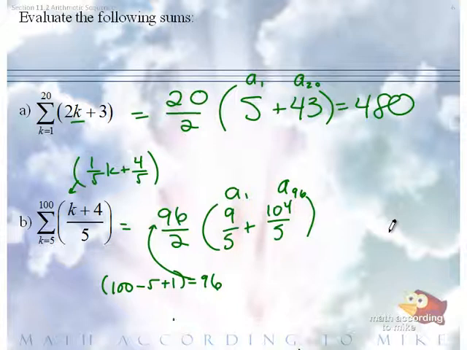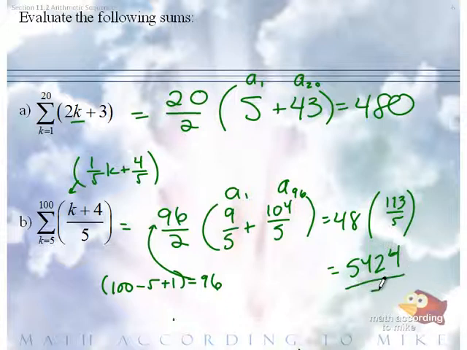96 over 2, that's 48. I got that part. Then the other part is over 5. 113 over 5, that's not pretty. What is 48 times 113? 5424 over 5. Hooray!